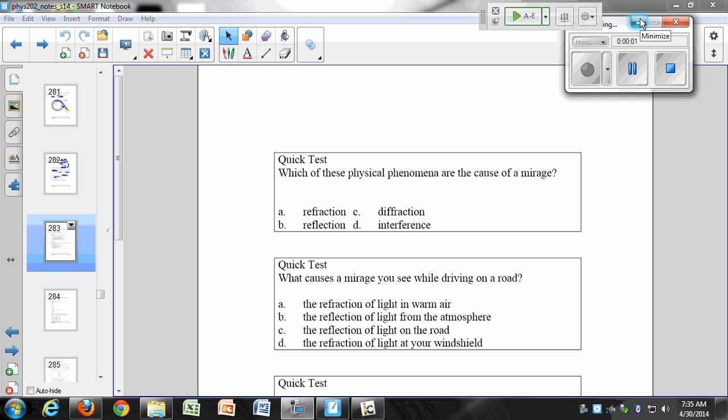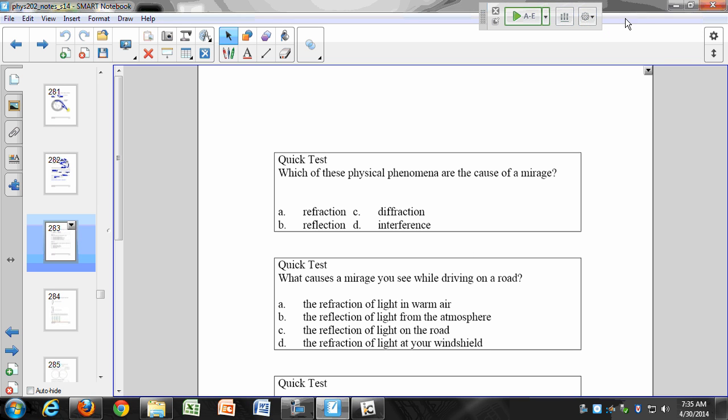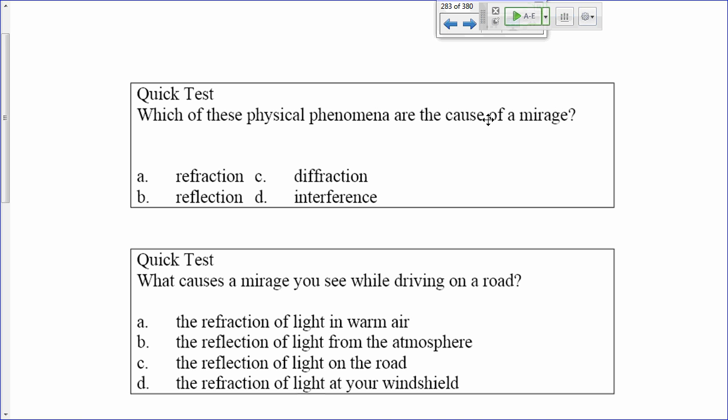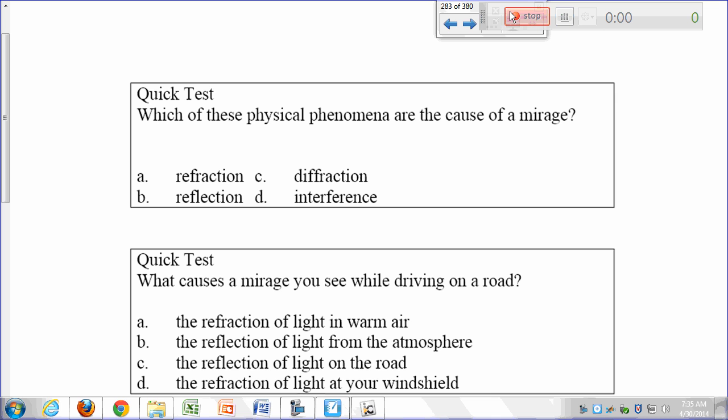Not to be confused with phenomena. But which of these physical phenomena is the cause of a mirage? And we talked about mirages, where Dr. Schultz made that little video for us. Refraction, reflection, diffraction, or interference.